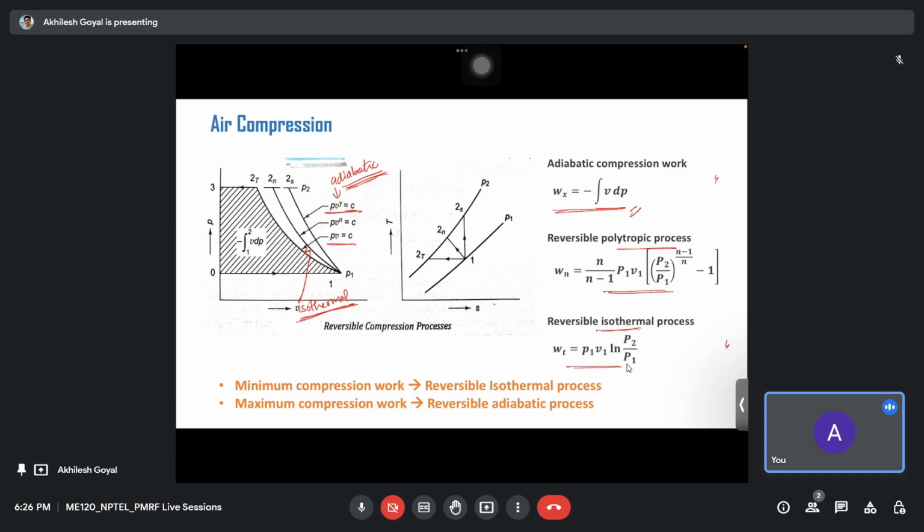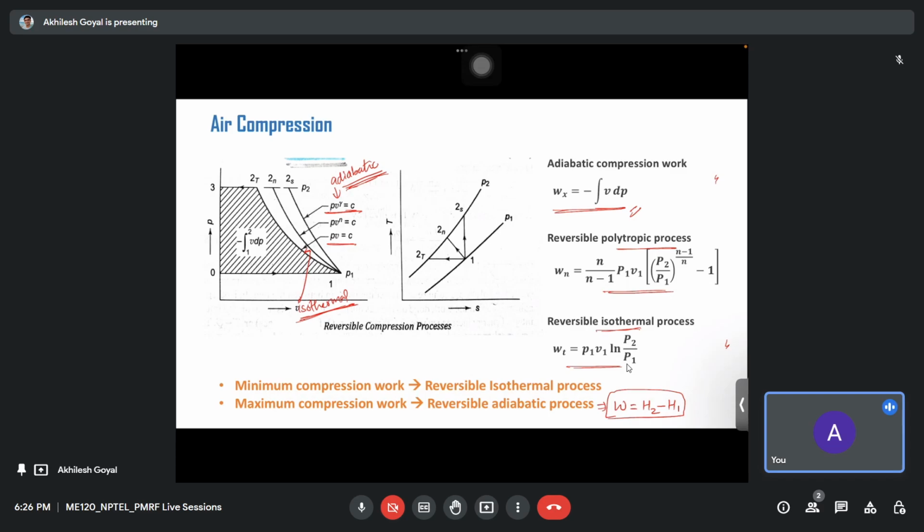Okay, and in the case of reversible adiabatic processes, for the compression process, the work done is calculated by the change in enthalpy, H2 minus H1. So here the work done W can be calculated as H2 minus H1, the change in enthalpy.